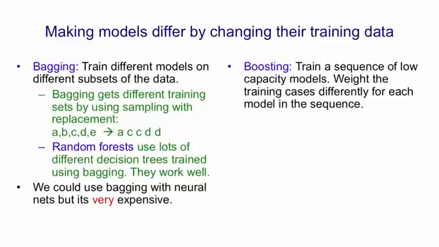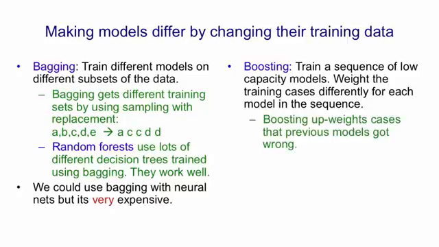Another method for making the training data different is to train each model on the whole training set, but to weight the cases differently. So in boosting, we typically use a sequence of fairly low capacity models, and we weight the training cases for each model differently. What we do is we upweight the cases that previous models got wrong, and we downweight the cases that previous models got right. So the next model in the sequence doesn't waste its time trying to model cases that are already correct. It uses its resources to try and deal with the cases the other models are getting wrong.